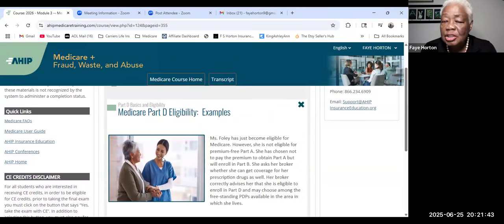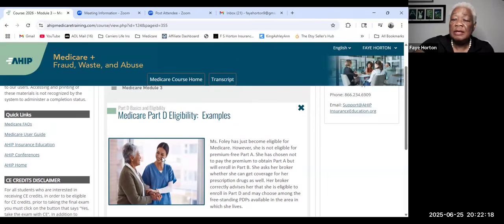Ms. Foley has just become eligible for Medicare. However, she's not eligible for premium free Part A. She has chosen not to pay the premium to obtain Part A, but will enroll in Part B. She asked her broker whether she can get coverage for her prescription drugs as well. Her broker correctly advises her that she's eligible to enroll in Part D and may choose among the freestanding prescription drug plans available in the area where she lives.